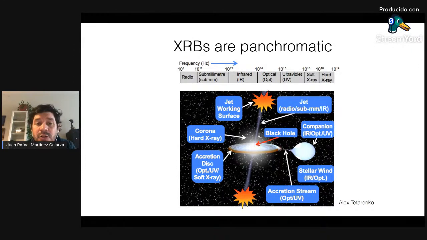And radio is mostly emitted by the jet. The corona, which is the atmosphere of this disk with all those very hot electrons, emits mostly hard X-rays. The accretion disk, and sometimes the surface of the neutron star itself, if what's in the center is a neutron star, emits softer X-rays because those are thermal. And in some cases, we can even see the companion star. If the companion star is bright enough, we can actually see it in infrared or optical data. So this is how we get all sorts of electromagnetic radiation from these kinds of systems.